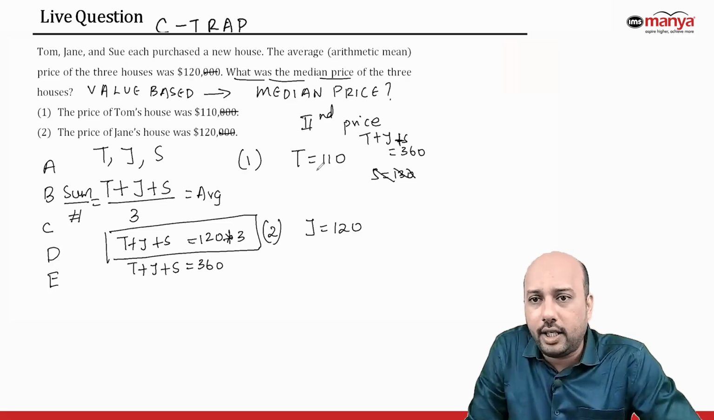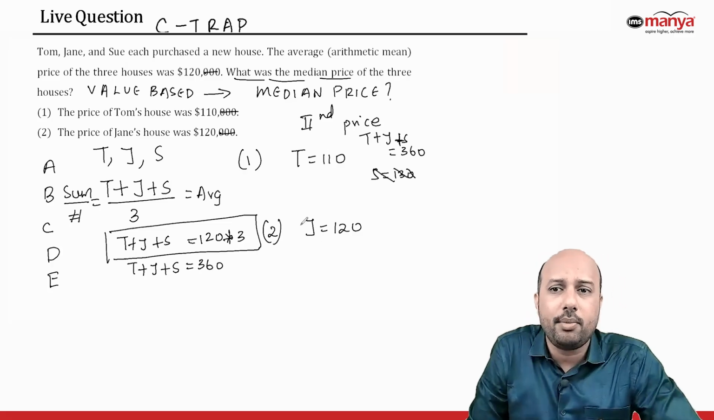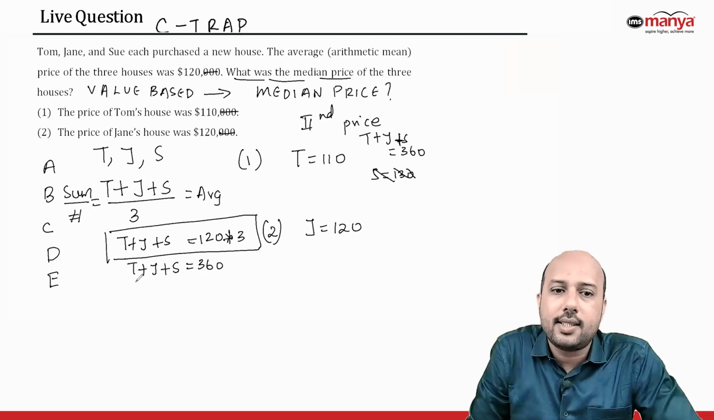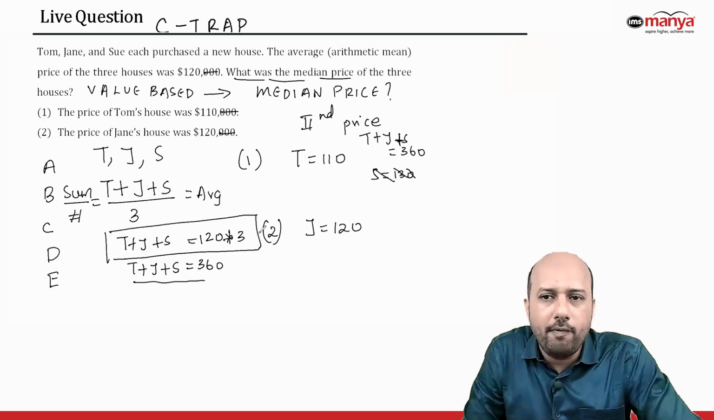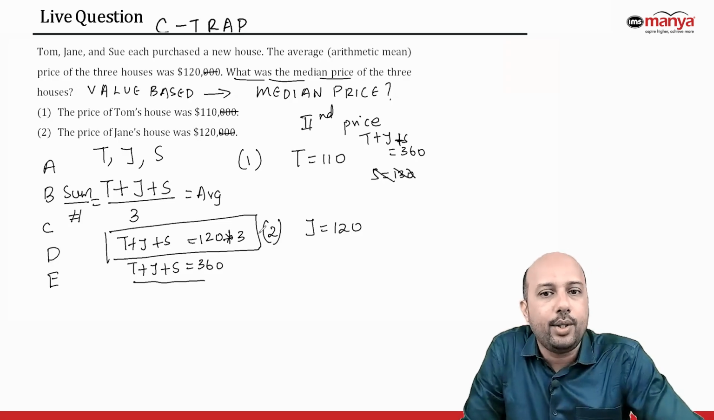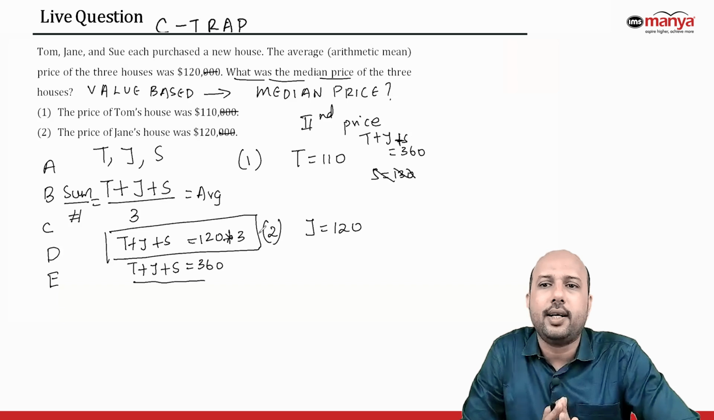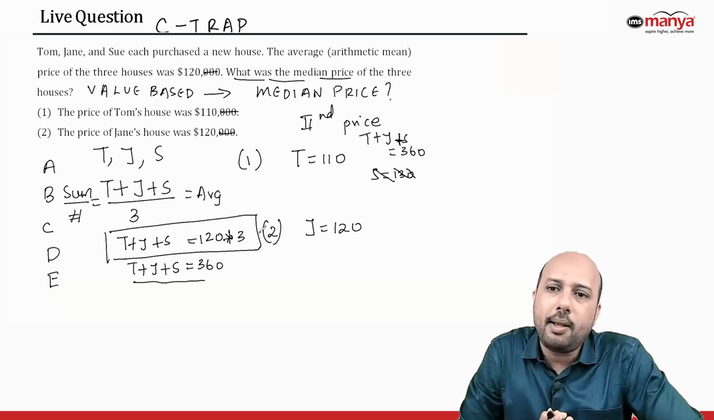You know the value of T, you know the value of J. Is it going to be rocket science to find out the value of S? They have already said the sum of the three values is equal to 360. Anybody could find the value of S because it is so simple. When it is too obvious, ensure that you cross-check, and most importantly, follow the process in the data sufficiency question. So what is the process?